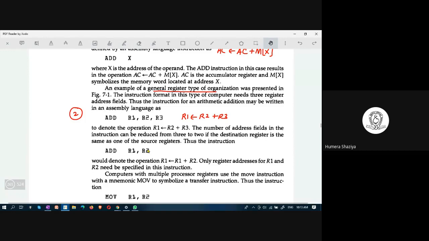In this general register organization, the first category is A. A is having three addresses. B is having two addresses where the first address denotes the destination as well as the source for the first operand. So this you can write as R1 is equal to R1 plus R2. In this, only two addresses are specified. This is general register organization.